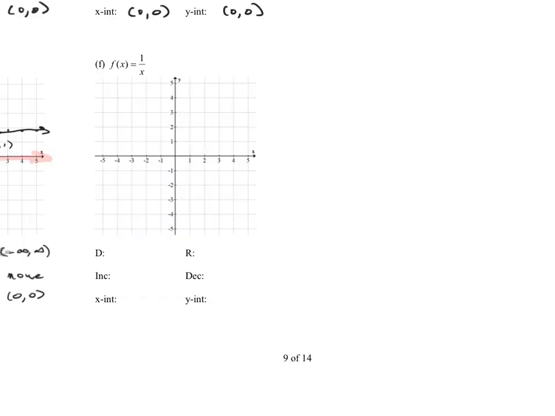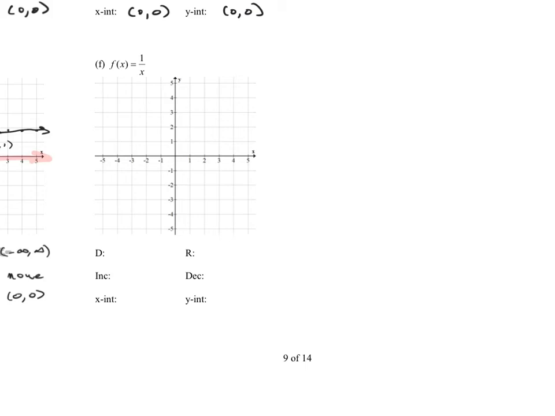Let's move on to the last function for this page, which is f of x equals 1 over x. This is called the reciprocal function. This is a fraction. Something I know immediately is that I cannot plug in x equals 0 because x equals 0 would be undefined. So the domain of this function is restricted. Just like the square root of x has numbers you can't put in it, the reciprocal function also has numbers that you can't put in it.